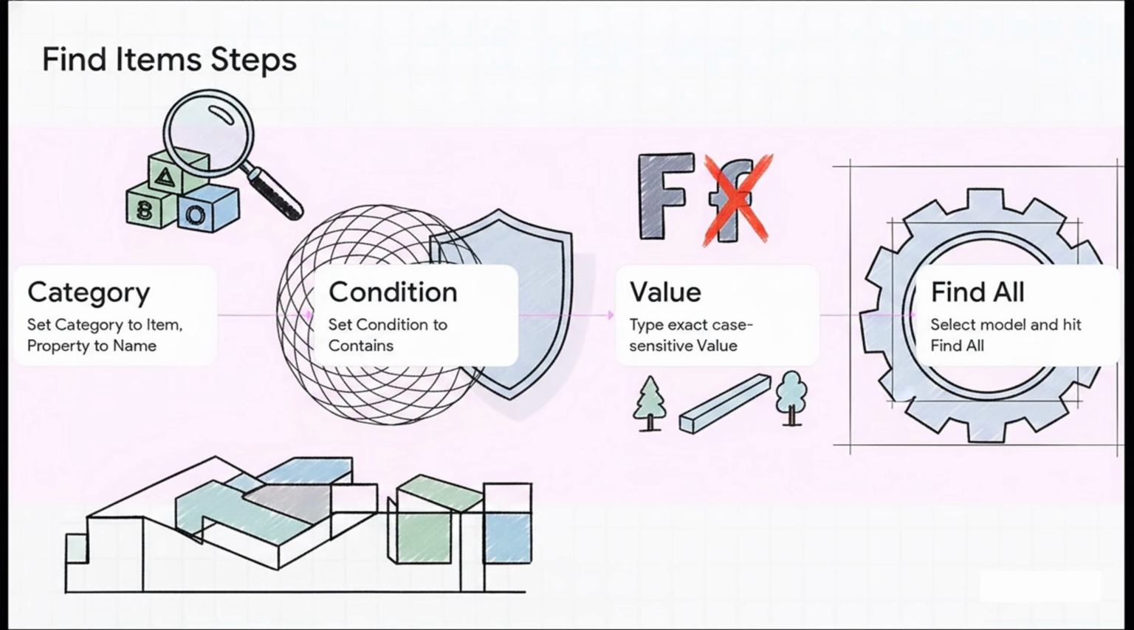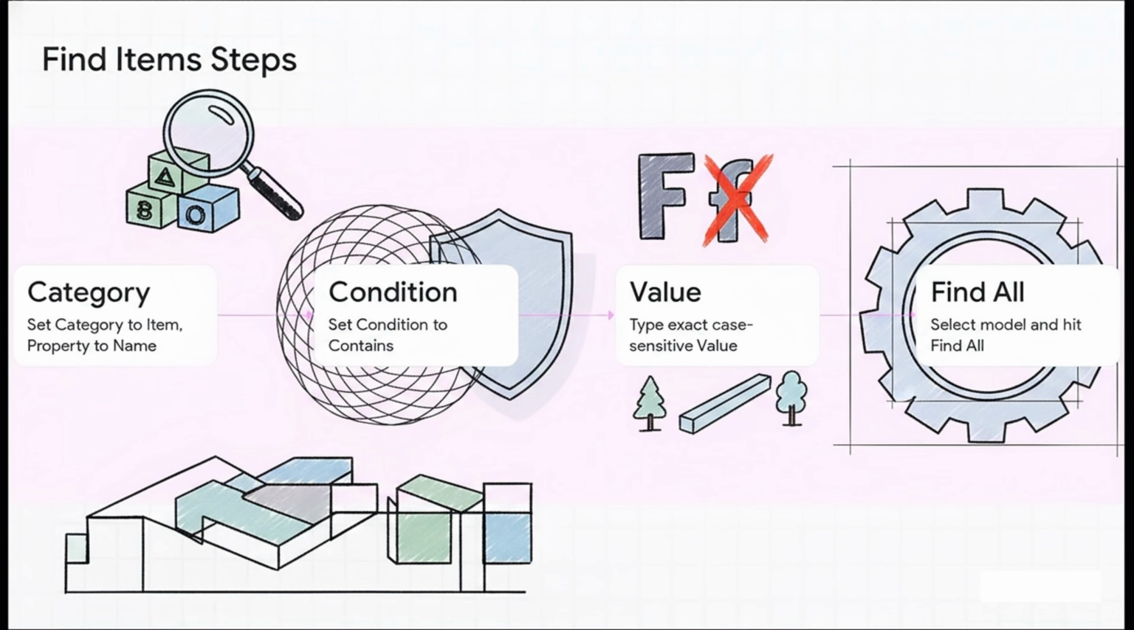So, setting this up is a really logical sequence, but precision truly matters here. First, set your category to Item and your property to Name. Second, choose Contains for your condition. Honestly, this acts as a great safety net. Third, type in your value.